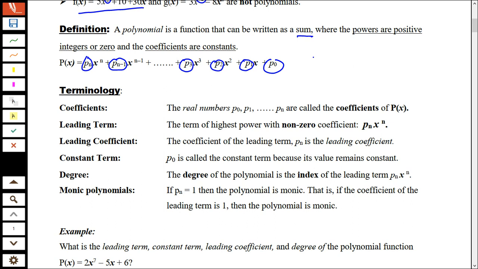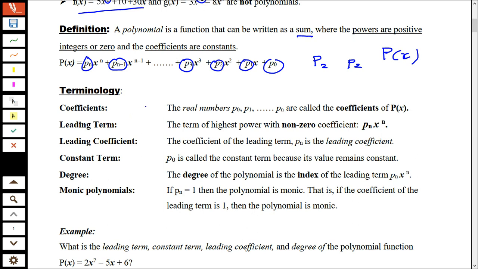And just be aware when we write the P, we don't go P2, okay? What we do is we write it as a subscript, P2. Usually it's a lowercase, okay, because we reserve the uppercase for the polynomial itself. Okay, so I've circled all the coefficients.